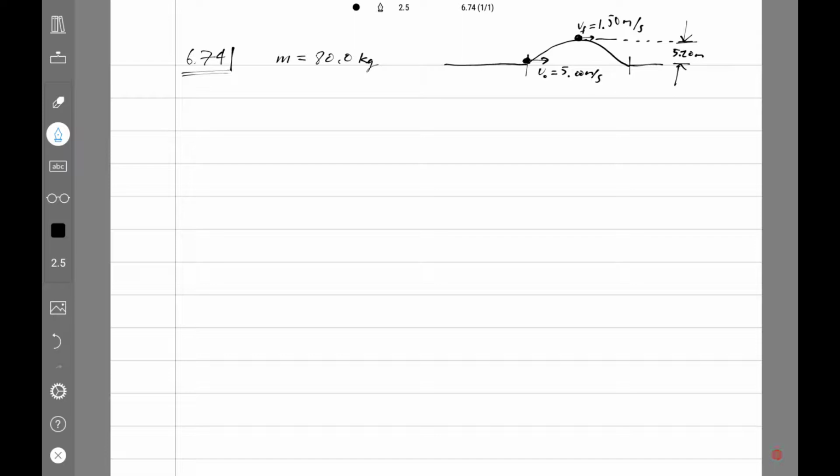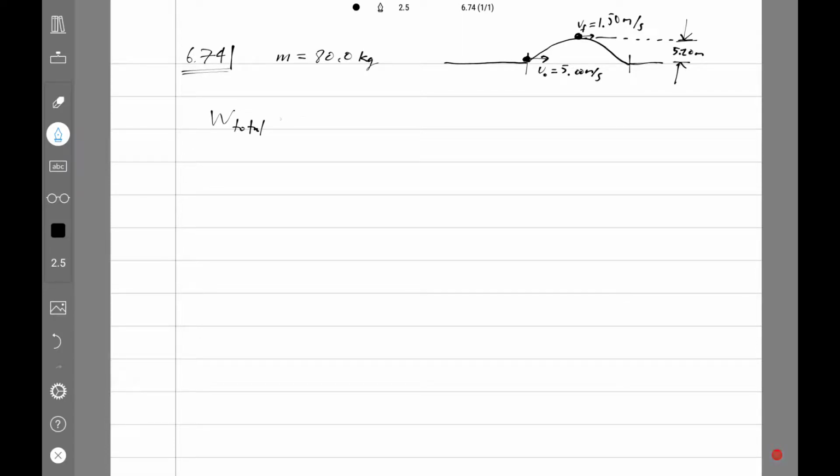Okay, where are we? Ignore work done by friction and any inefficiency in the bike or your legs. What is the total work done on you and your bicycle when you go from the base to the top of the bridge? Alright, so remember, total work done on the system, and the system is me and the bicycle, is equal to the change in the kinetic energy.